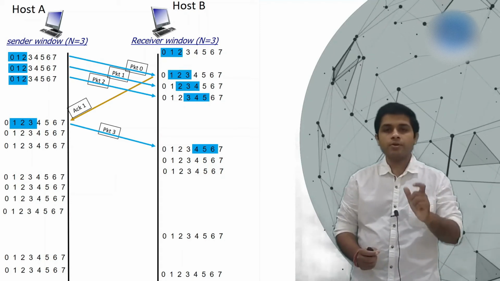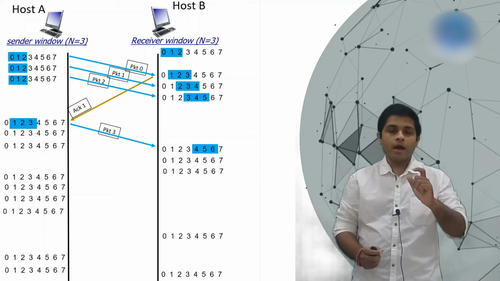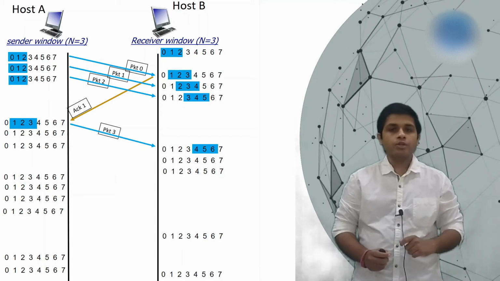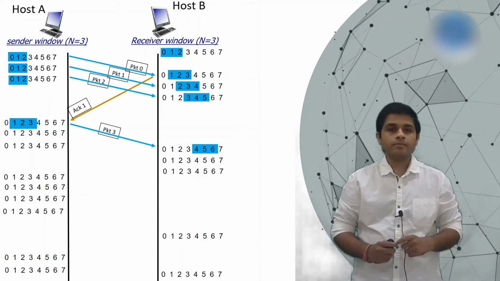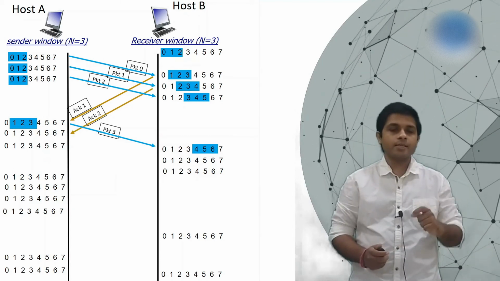The receiver's window tells us which packets it is expecting next. So it is expecting 4, 5 and 6. After some time A will receive the acknowledgement for packet 1, that is ACK2.